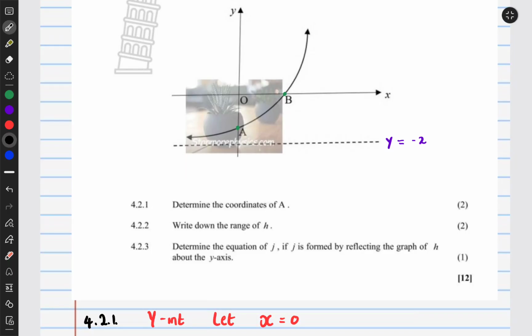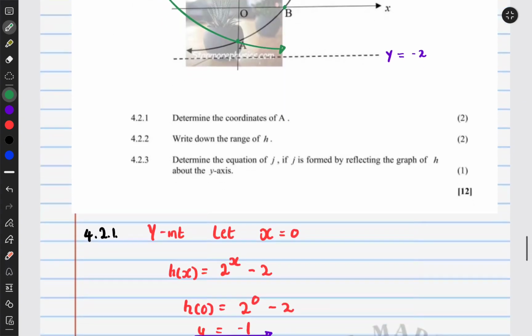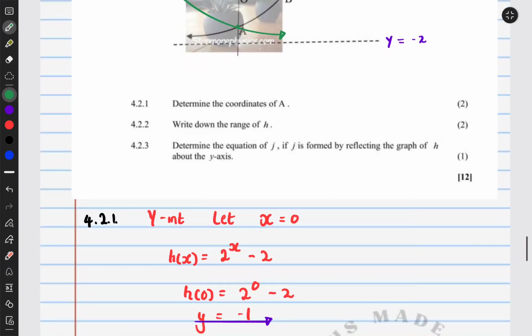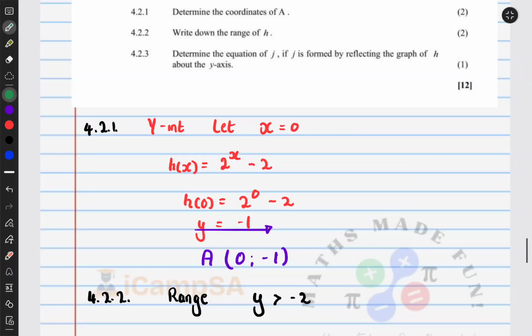In order to reflect the equation about the y-axis, it will now be a decreasing function. That's first thing first. So it's going to look like that. That's the graph of j. And in order to reflect this function about the y-axis, we need to introduce a negative sign, but we introduce it on the x values.